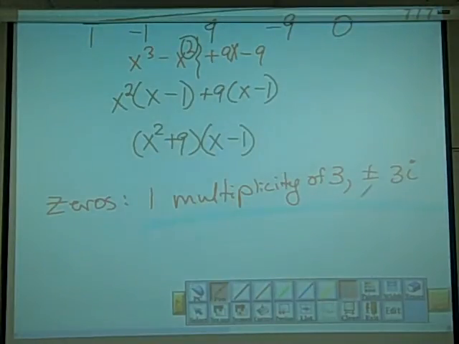So if it asks for all zeros, then you're going to put real and imaginary, but if it only asks for the real solutions, you're only going to put the 1, because only the 1 is a real number. And that concludes our lesson.